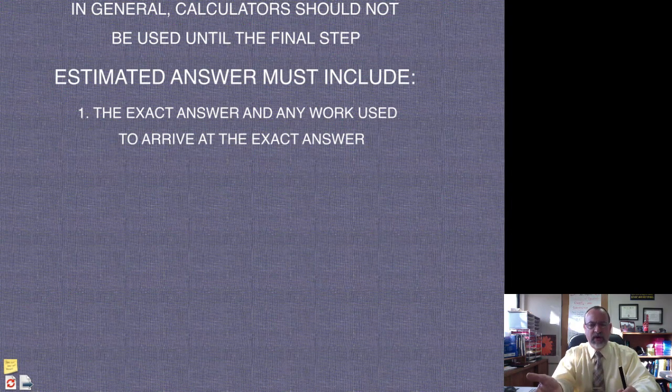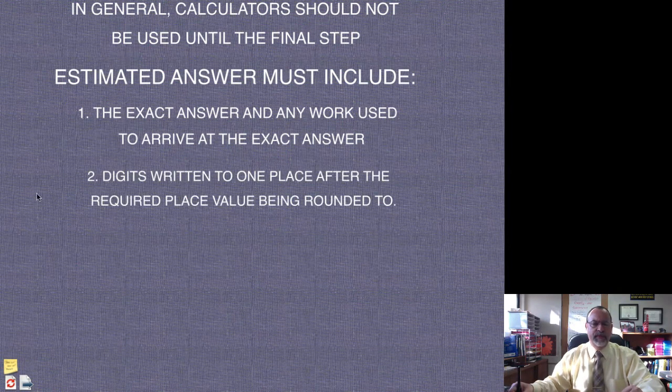Something like simplest radical form is exact, so I'd rather have 2 square root of 2 rather than calculating 2 times square root of 2 and getting some decimal answer. So I should have all of that work on the paper so that I can see what your exact answer is. And this is very important because on some tests I will tell you you can't use a calculator, all answers must be exact, and so you're going to want to practice this so that when you have to do that, you're prepared.